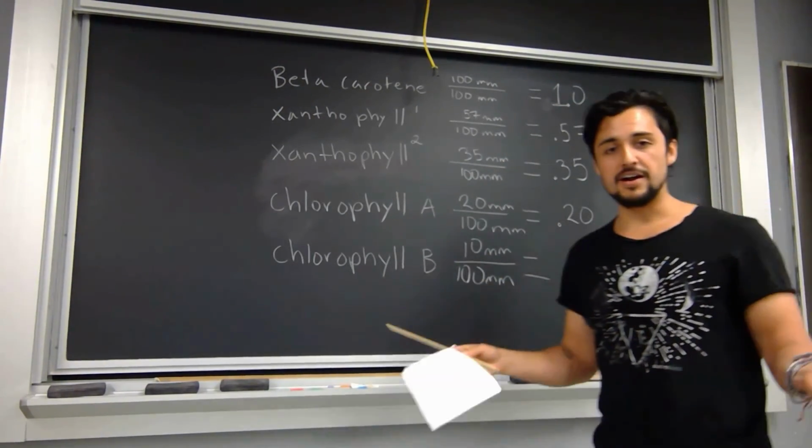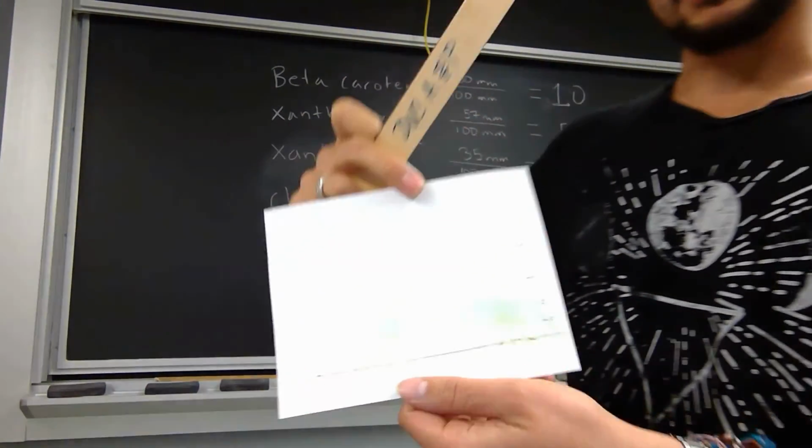So that's how we get our RF values for all of these pigments. And remember, that is a metric of distance.